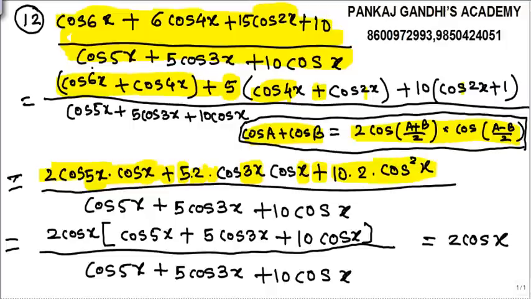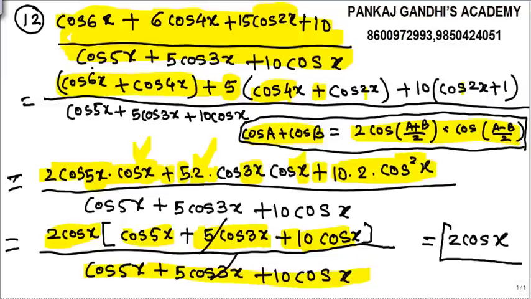1 plus cos 2x is 2 cos square x. This is a standard equation. So 10 into 2 into cos square x. Here in all the expressions there is a 2 cos x term: 2 cos x, 2 cos x. So let's take out 2 cos x common. We'll get cos 4x plus 5 cos 3x plus 10 cos x divided by cos 5x plus 5 cos 3x plus 10 cos x. So we can cut this because the numerator and denominator have the same terms. Therefore the answer is 2 cos x.